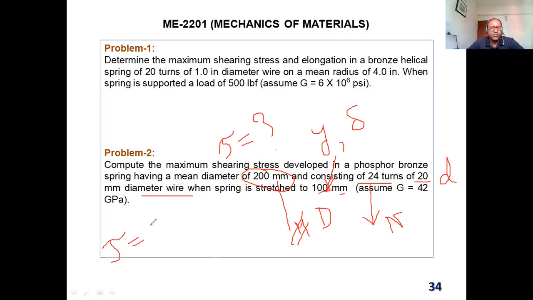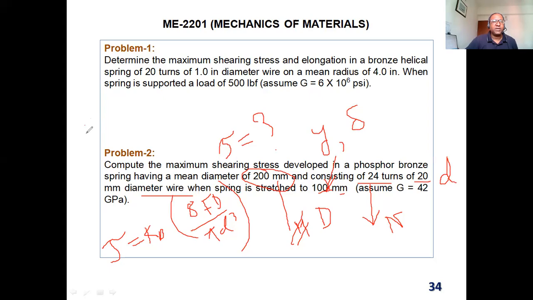Tau equal to Kb, then 8 F D divided by pi d to the power 3. So you see, big D is given, 200 millimeter, and turn number n equal to 24. But over here you don't need to calculate the turns. Small d is given, 20 millimeter, right? But we need the value of Kb.